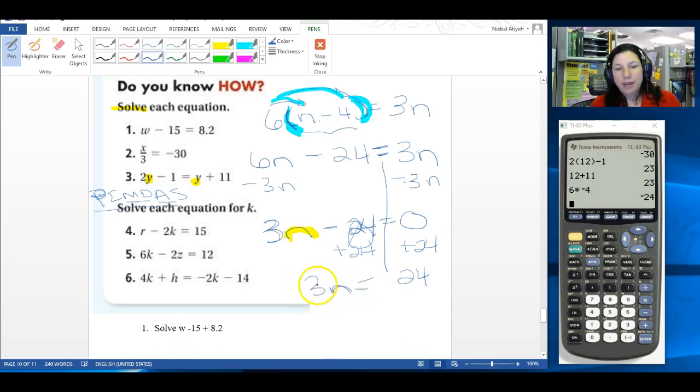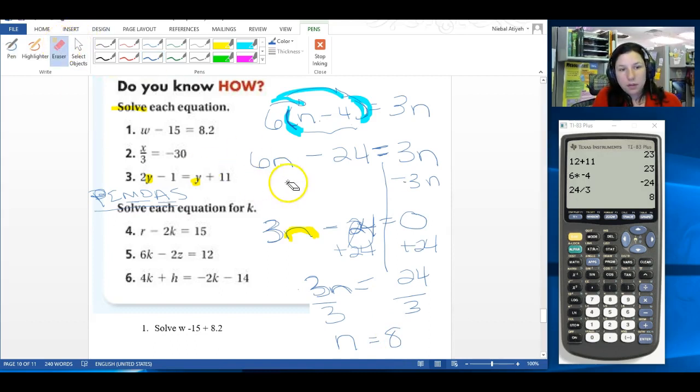Now what's left? The n right here is being multiplied by 3. Undo that. I divide by 3. 3 divided by 3 is 1. So I have 1n. And 24 divided by 3, I get 8. So n equals 8. Again, remember there's more than one way to do a problem as well.